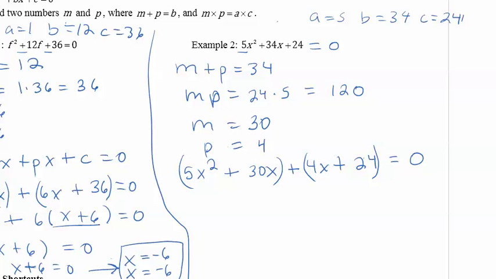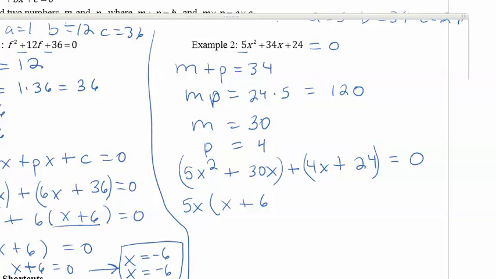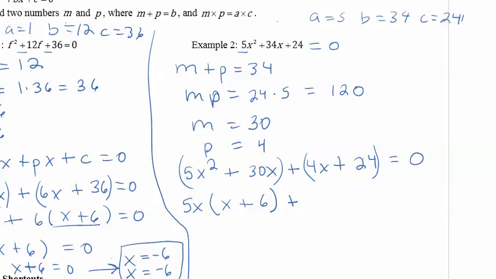All right. So now let's pull out 5x. So I'm going to factor out 5x. And I'm going to be left with x plus, well, since I've factored out 5x from 30x, that's going to leave me with 6. And then on this side, I'm going to pull out a 4. And so that's also going to leave me with x plus 6.